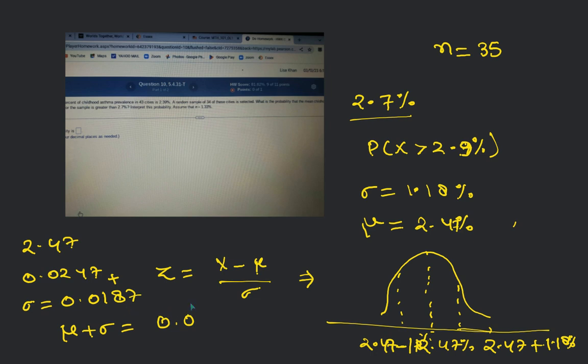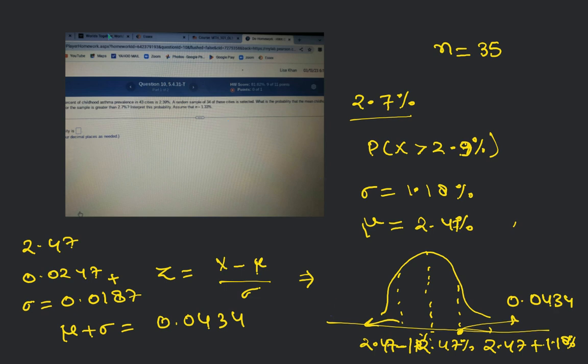It says 0.0434. Yes. Right? Okay, so we need to find... So it will be 0.0434, and if we subtract it, what value will we get? Let me do it over. So it's 0.247 minus 0.0187.